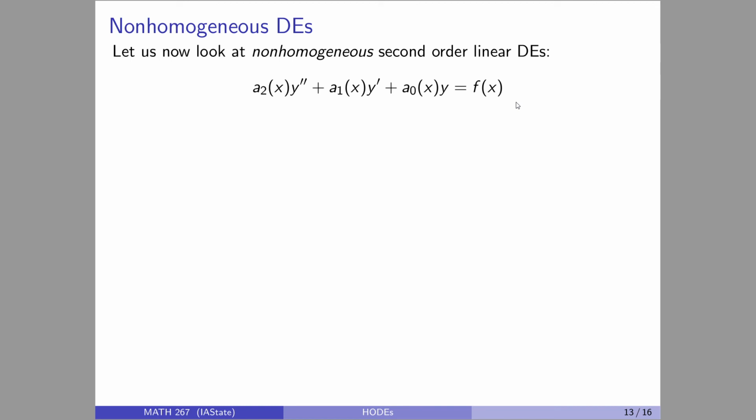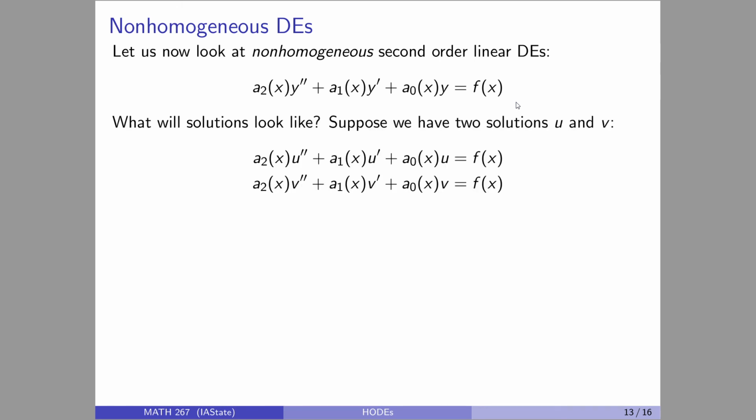We now have the answer for the homogeneous case, which is that solutions are going to be a linear combination of two linearly independent functions. What about the right-hand side not equaling 0, though? The non-homogeneous case. So what are solutions to this going to look like?